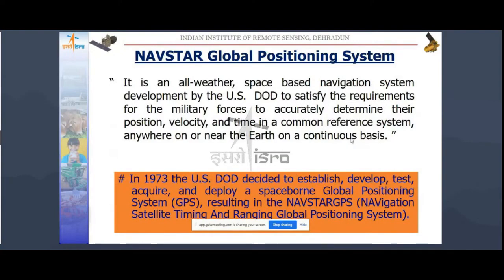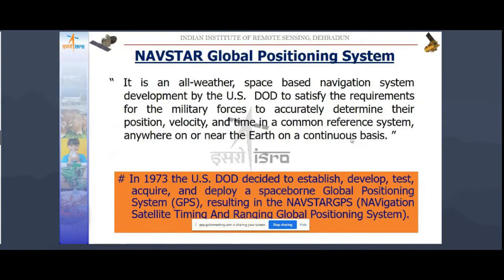and the global positioning system is an all-weather space-based navigation system developed by the US Department of Defense to satisfy the requirement for the military forces to accurately determine their position, velocity, and time in a common reference system anywhere on or near the earth on a continuous basis. So what is this basically? It's developed by the US Department of Defense, the global positioning system.